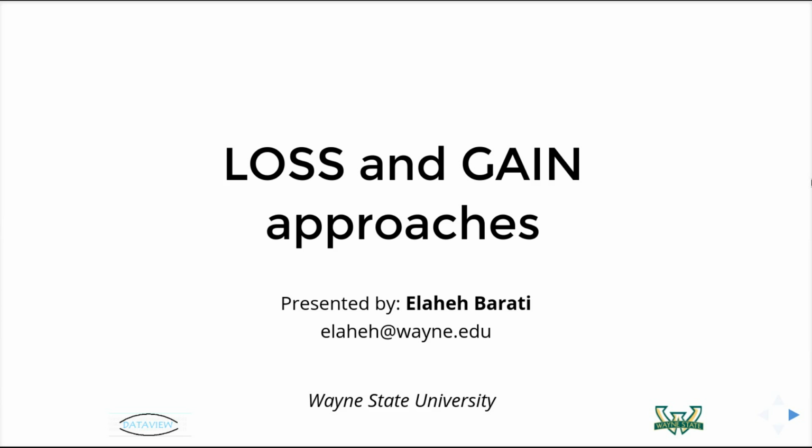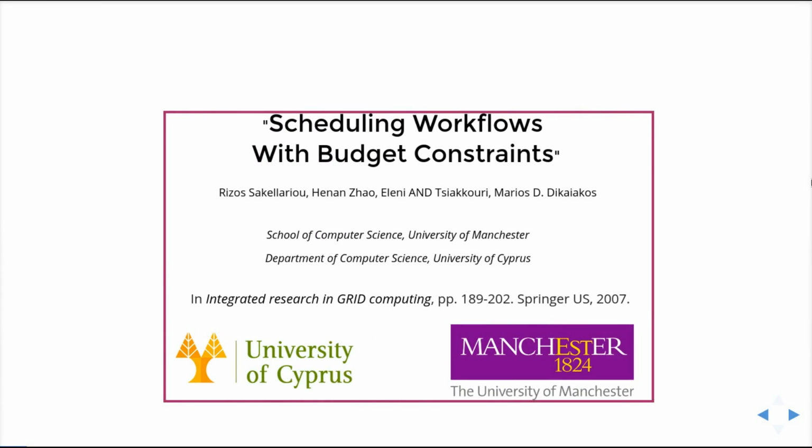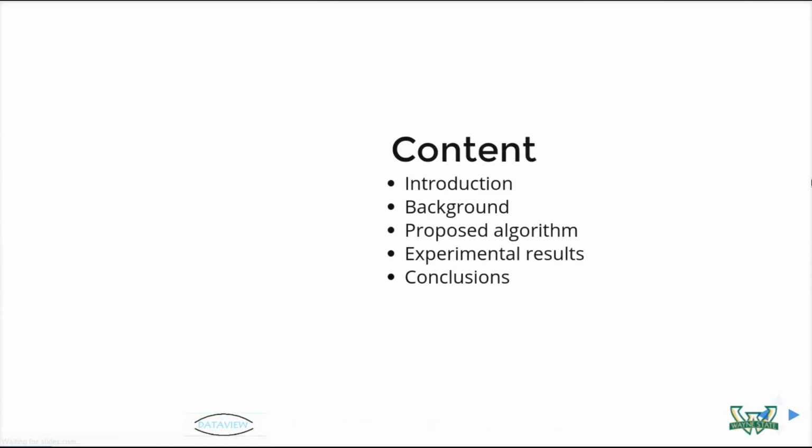Today I am going to talk about the loss and gain approach from the paper Scheduling Workflows with Budget Constraint. This paper was presented in Integrated Research in Grid Computing in 2007 from University of Manchester and University of Cyprus.